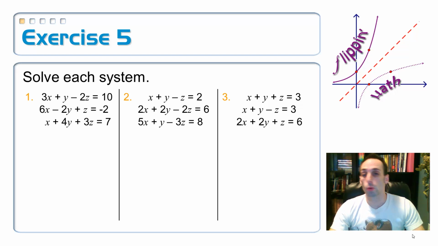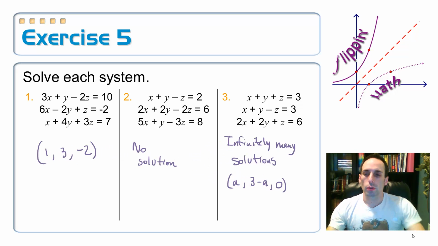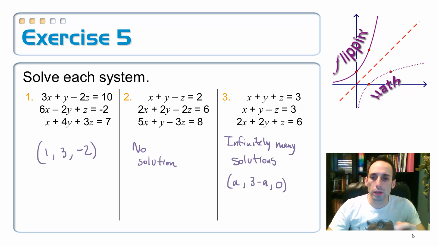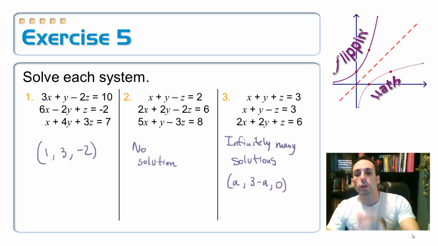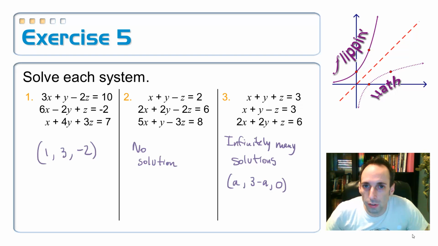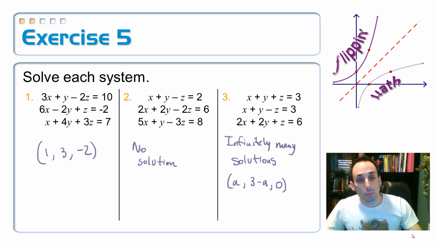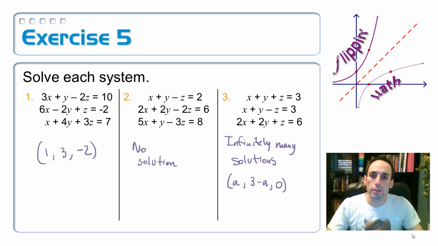All right. Okay, so you're back. So were these your answers? The first one turns out to intersect at 1 point, 1, 3, -2. The middle one, no solution. And the last one, infinitely many solutions. Yes, I lied to you. And writing it as a generic ordered triple in terms of a: a, 3 minus a, 0.